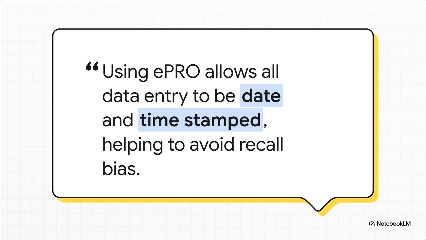Not very. But with electronic PRO, or ePRO, every single entry gets a date and a timestamp automatically. We know exactly when they entered it. This helps to make sure the information is based on how they feel right then, not what they think they remember feeling 3 days ago. It's a huge deal for data quality.